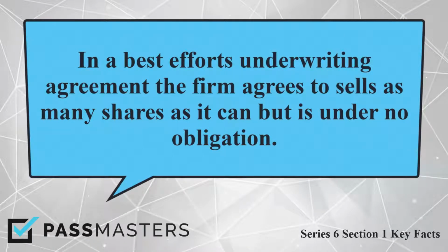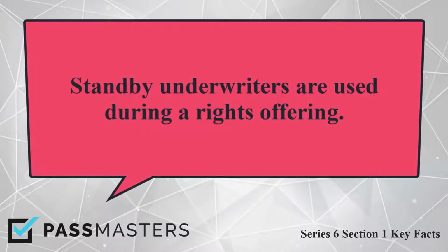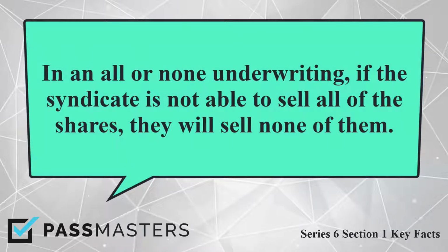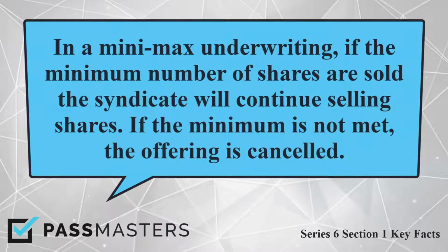In a best efforts underwriting agreement, the firm agrees to sell as many shares as it can, but is under no obligation. Standby underwriters are used during a rights offering. In an all or none underwriting, if the syndicate is not able to sell all of the shares, they will sell none of them. In a mini-max underwriting, if the minimum number of shares are sold, the syndicate will continue selling shares. If the minimum is not met, the offering is canceled.